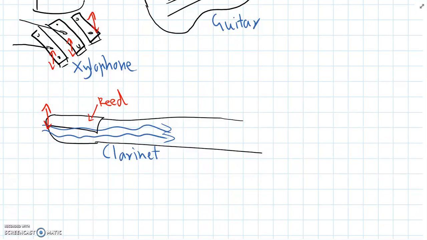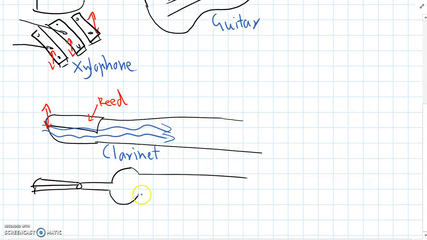Another instrument similar to a clarinet has at the mouthpiece two reeds on top of each other, and these are attached in a similar way to the rest of the instrument. And when the player blows air into the mouthpiece, the two reeds vibrate against each other. And this is an oboe. Similar to a clarinet, but it has two reeds.